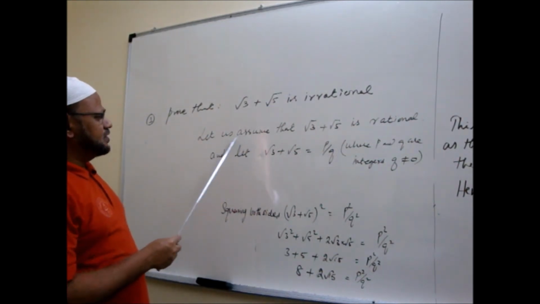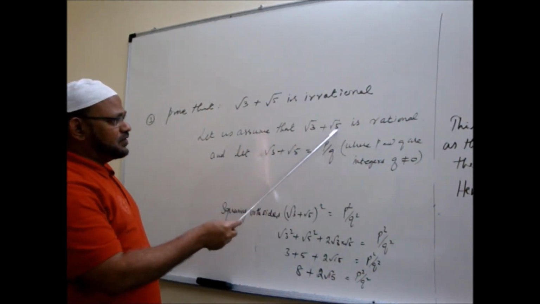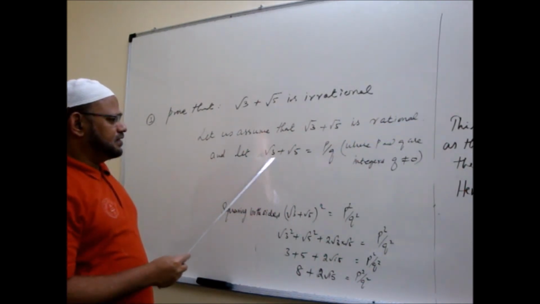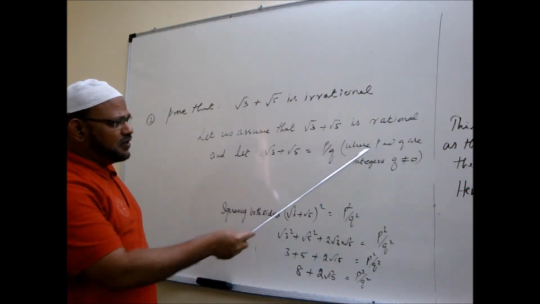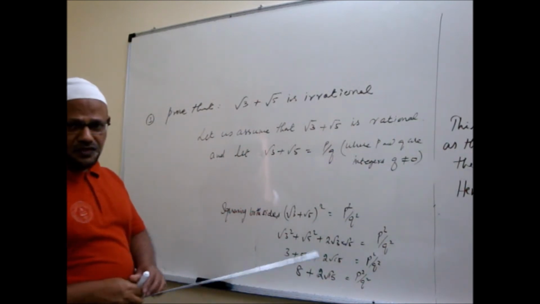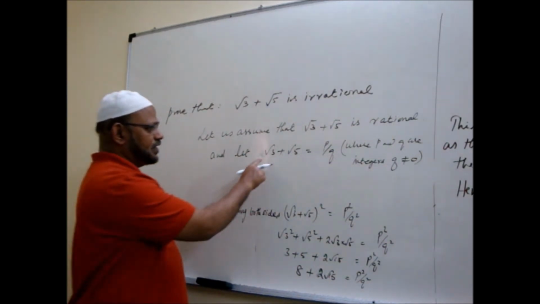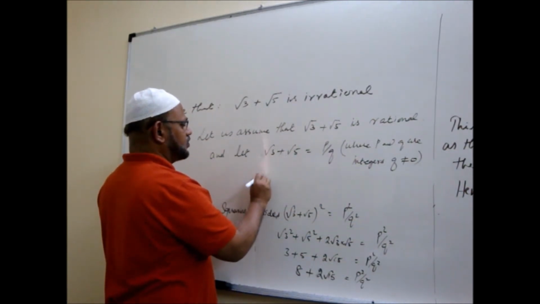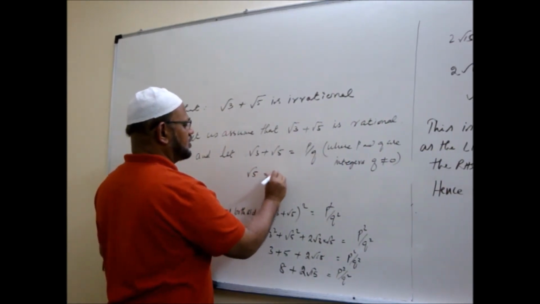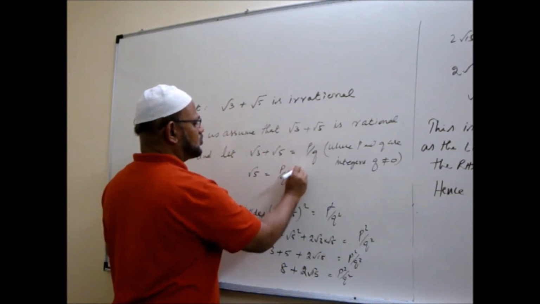Here you take, let us assume that as usual, root 3 plus root 5 is rational and let this be equal to P by Q, where P and Q are integers, Q not equal to 0. Like the previous question, what will you try to do? You will transpose one of them to the other side. Like root 5 you keep here and P by Q minus root 3.